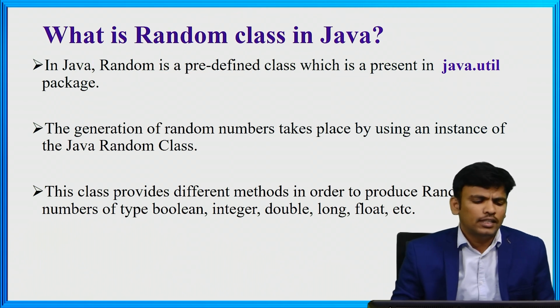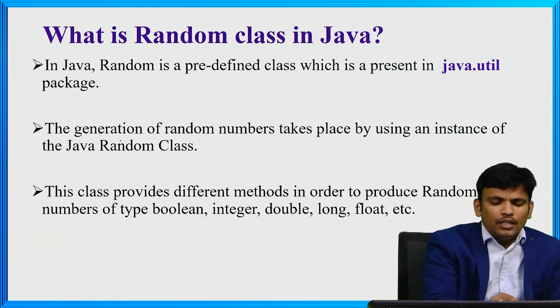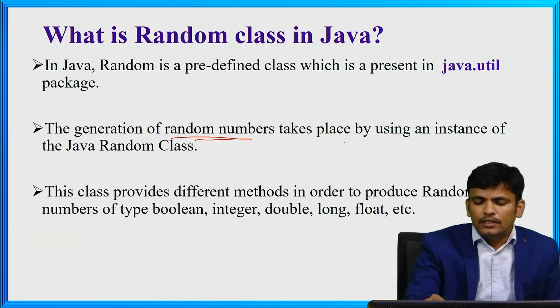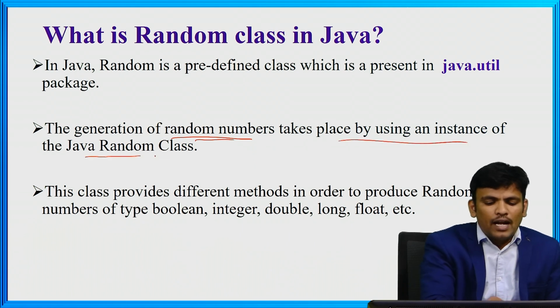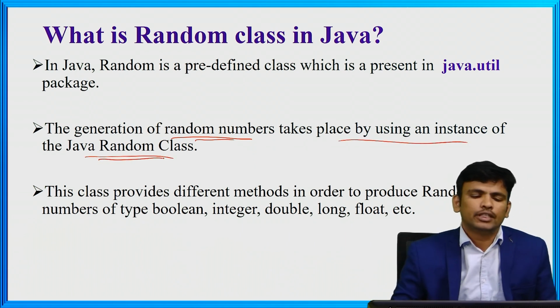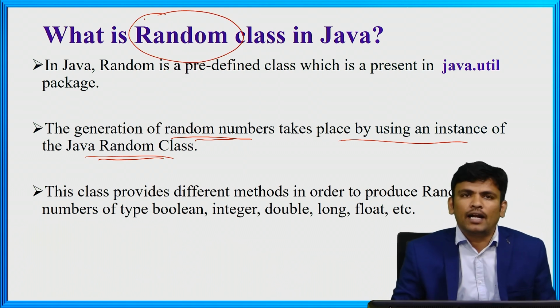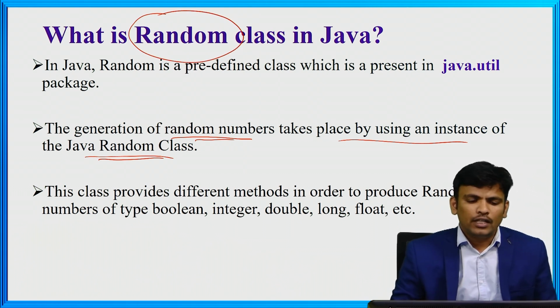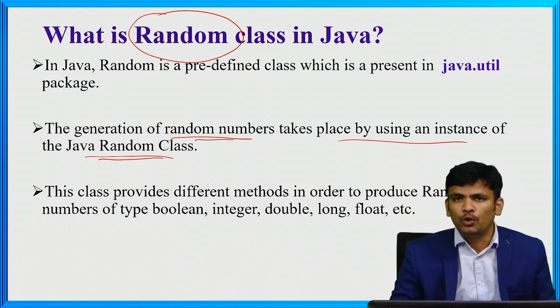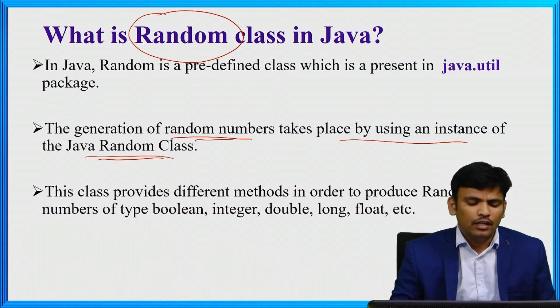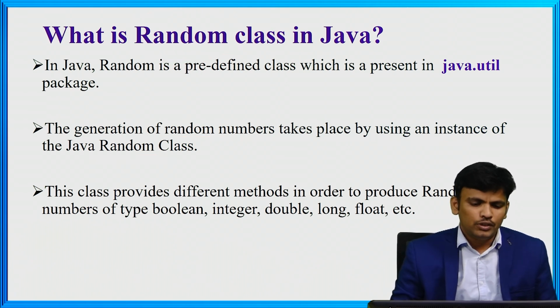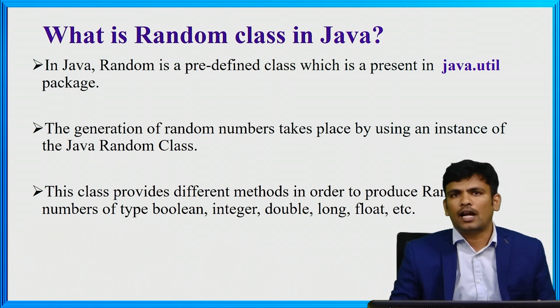Now, what it does is that the generation of random numbers takes place using an instance of the Random class. As the name suggests, using the Random class, we can generate random numbers, or we can generate random objects. The object can be anything. It may be a random integer, a random float, a random byte, a random boolean, or any other random object.